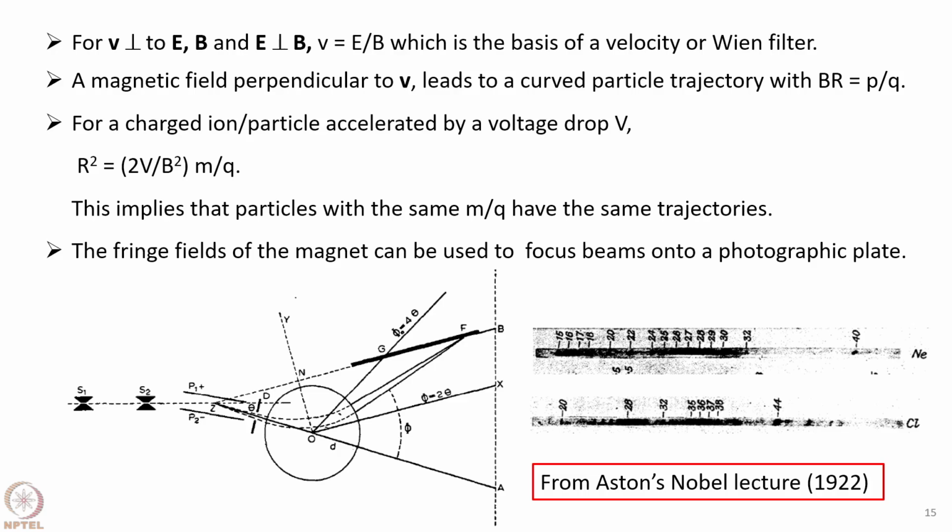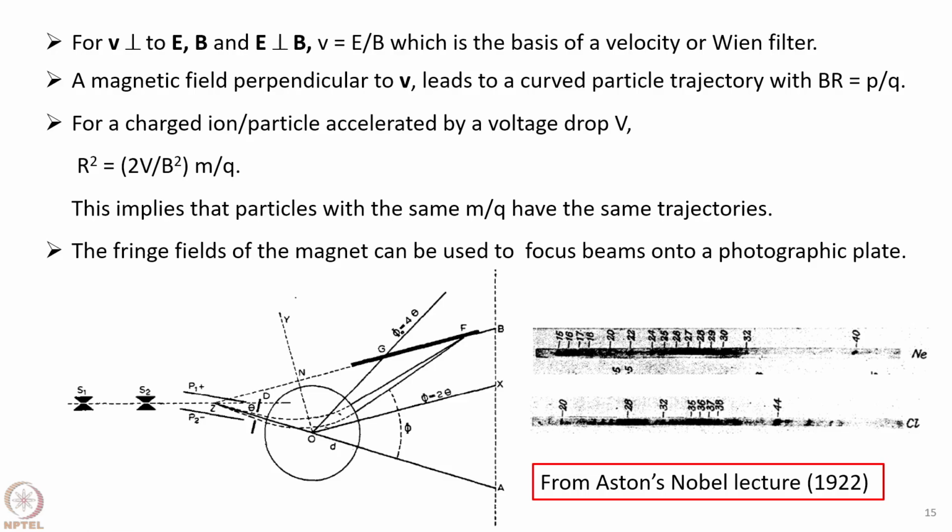For a charged particle accelerated by a voltage drop, of course, you have the curvature of the orbit. This can be given by this relationship. And this implies that particles with the same m by q have the same trajectories. The fringe fields of these magnets, where the field is going into the page, can bend particles which are collimated, and then the fringe fields can also focus them onto a plate, a scintillator plate, or a photographic film, and then you can record these.